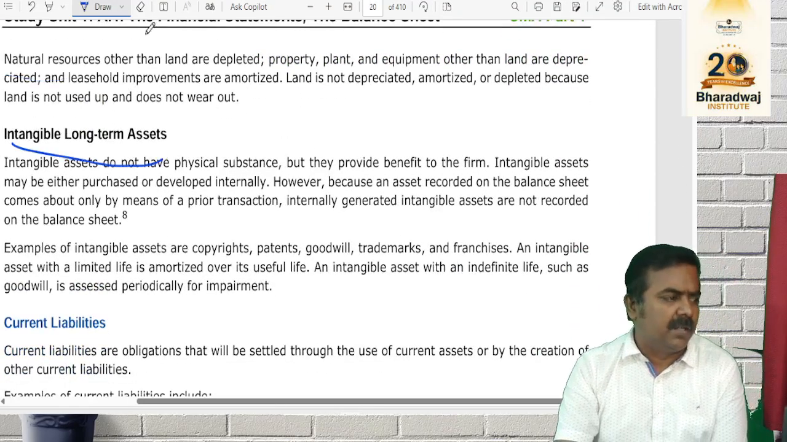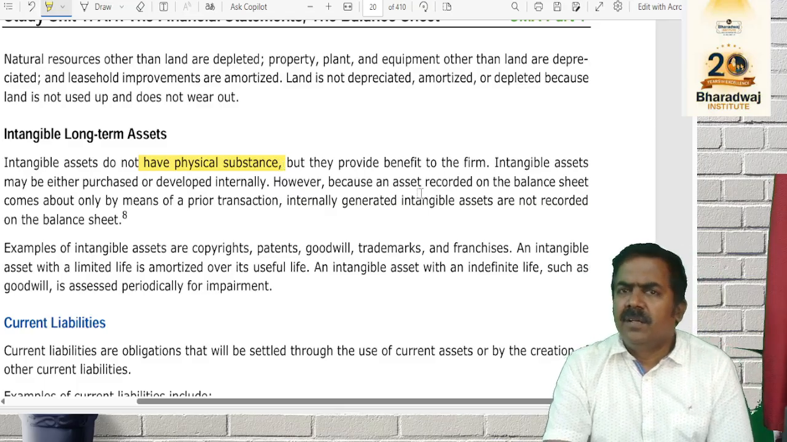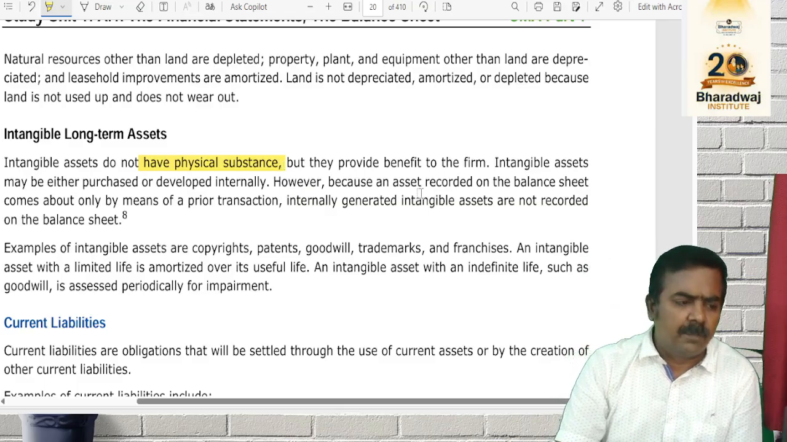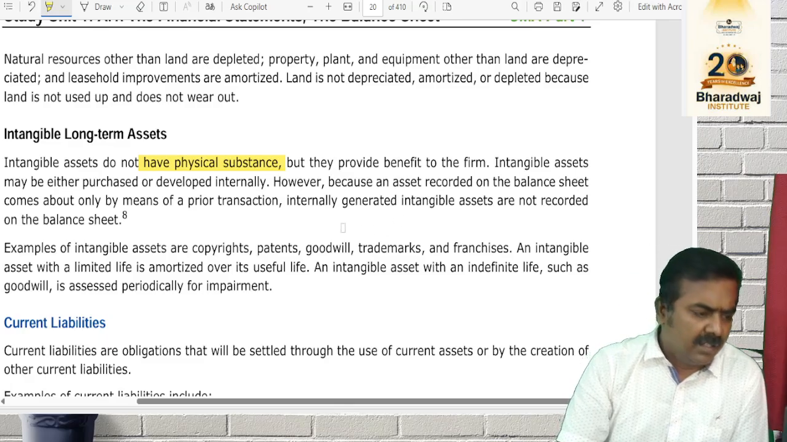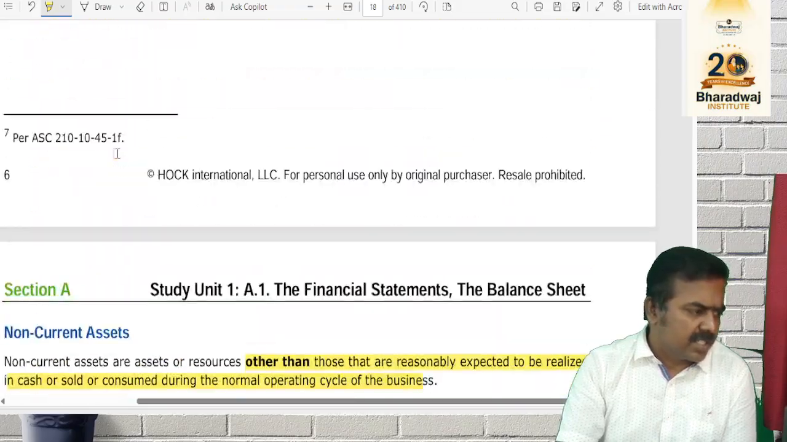Then it can be intangible long-term asset. What do you mean by intangible long-term assets? No physical substance, but it will give you long-term economic benefit. Example, goodwill, patent right, trademark, copyright, recipe rights, franchisee rights, all those things comes under which one? Intangible long-term assets.